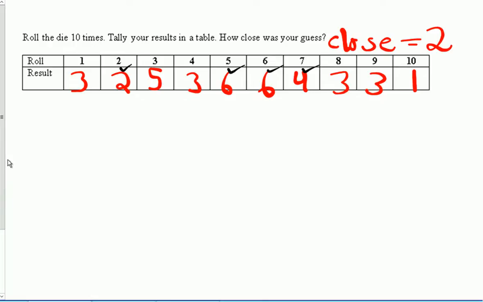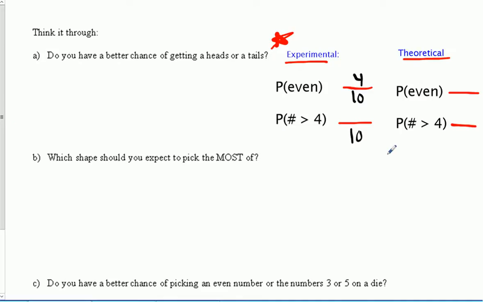A number greater than 4. So is 3 greater than 4? No. 2? No. 5? Yes. 3? No. 6? Yes. 6? Yes. 4? Is 4 greater than 4? No. So be careful. 3 is not, and 1 is not. So the number of responses that I got that were greater than 4, there were 3 of them. So my probability is 3 out of 6. Again, yours might be different depending on how many numbers bigger than 4 you got. Remember, that's only 5 and 6. So how many 5s or 6s did you get total?